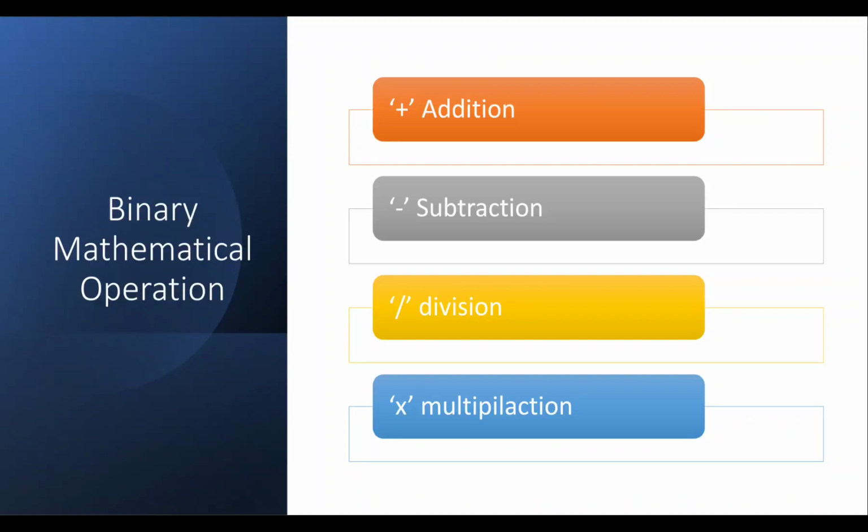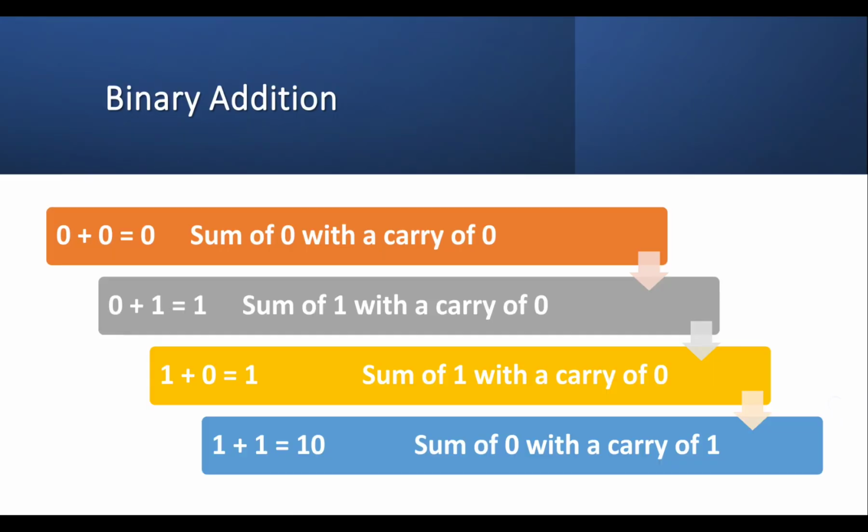Binary mathematical operations include addition, subtraction, division, and multiplication. Let's take a look at addition, for example. For binary addition, 0 plus 0 is 0. Sum of 0 with a carry of 0.